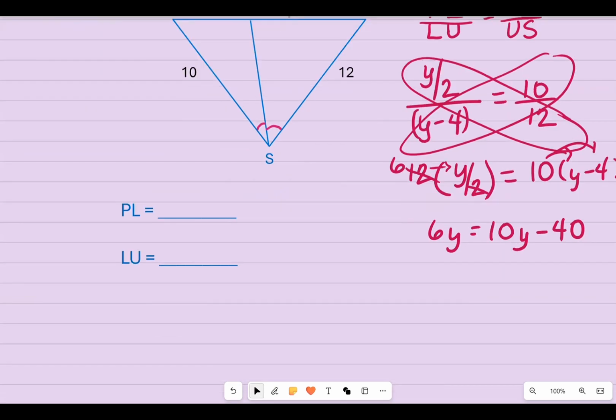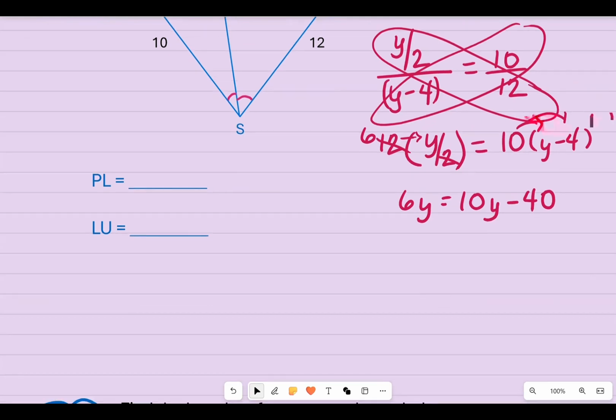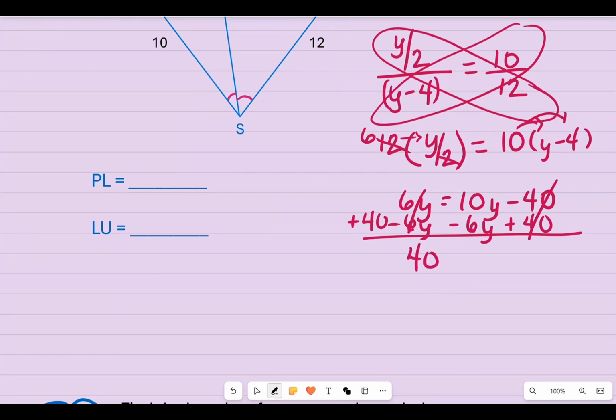And now I want to combine like terms. I'm just going to do 2 steps at one time: subtracting 6y on both sides and adding 40 on both sides. So now I can get rid of my y's on this side and get rid of the 40s on this side, sorry. And I have 40 is equal to 4y. Once I want to try to find y, I'm just going to divide both sides by that 4.